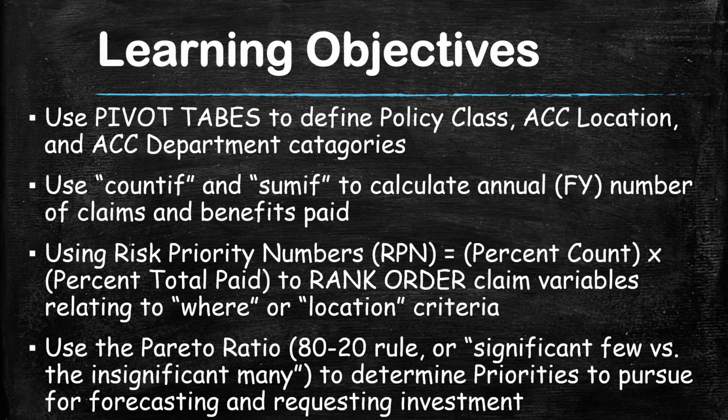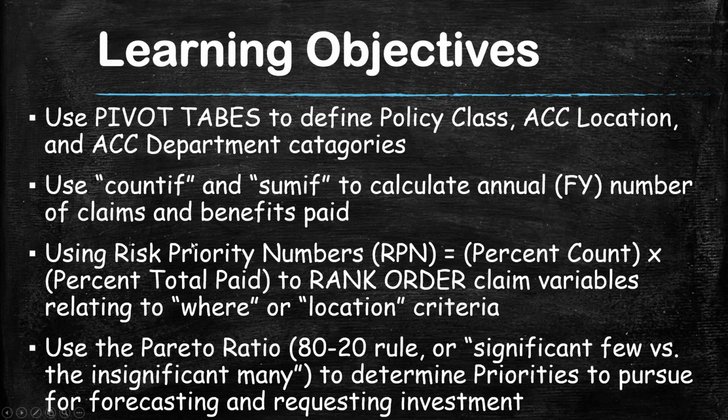And what I mean by that is that depending on where you get your loss run data from, they could have things like policy class code, they could have accident location, accident department, there could be job title. There are a lot of different things that a carrier may keep. So we're going to explore those, and we're going to use the same count if, sum if formulas, if you will, from Microsoft Excel.